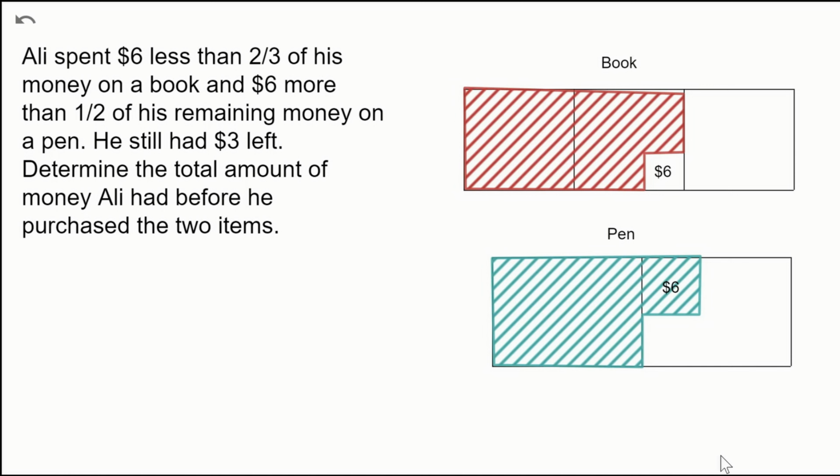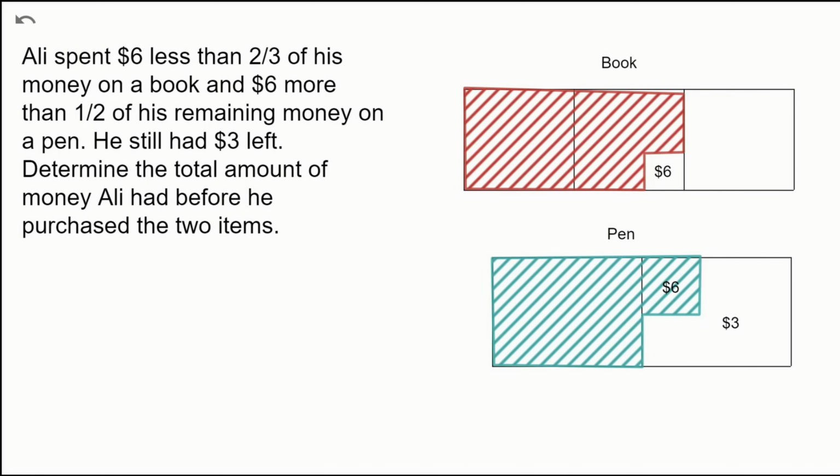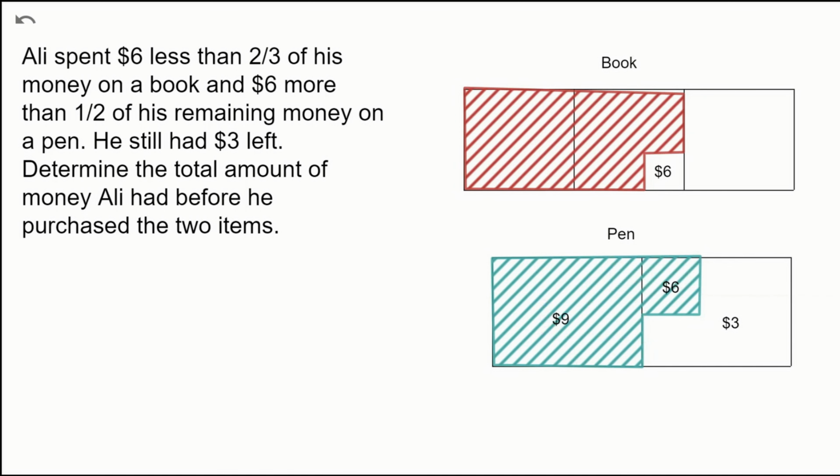On the next sentence, it says he still had $3 left, meaning the unshaded portion that we have over here must be the remaining $3 he had after buying the pen. To find the original amount of money Ali had, we'll need to figure out the value of the halves of this rectangle here. So, we know that 1/2 is $9 because, as we can see here, 1/2 includes the $6 here and the $3 that he has remaining. So 1/2 of the second diagram is $9, meaning the full thing must be $18.